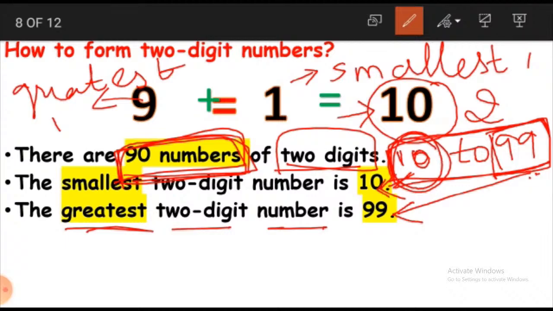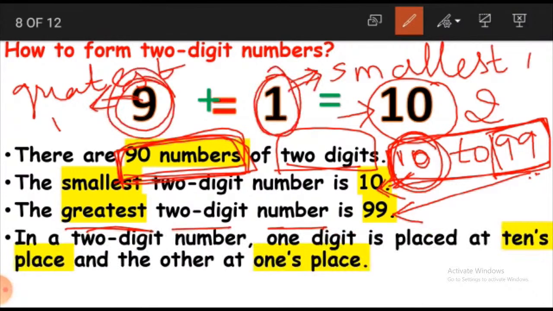Let us revise from 1-digit numbers. We had 9 1-digit numbers, which started from 1 and ended at 9. 1 is the smallest 1-digit number, and 9 is the greatest 1-digit number. Coming to 2-digit numbers, there are 90 numbers of 2 digits, starting from 10 and ending at 99. So the smallest 2-digit number is 10 and the largest 2-digit number is 99.